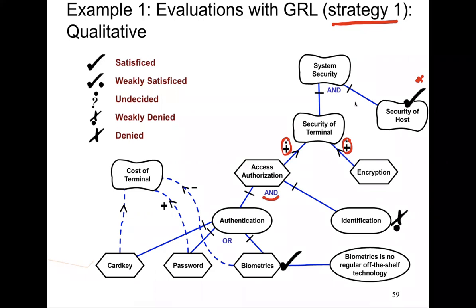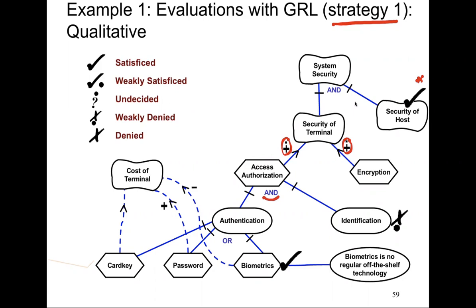My strategy, I will assume that the security of host has to be fully satisfied, the identification weakly denied, and the biometric weakly satisfied. And then I will see, when I propagate such a strategy, what kind of solution I will have at the end, and if this solution is what I'm looking for or not, which means we evaluate the model based on the given strategy.